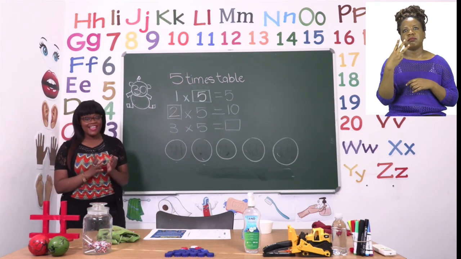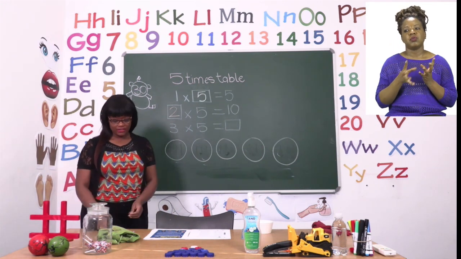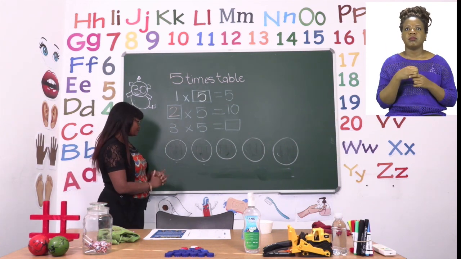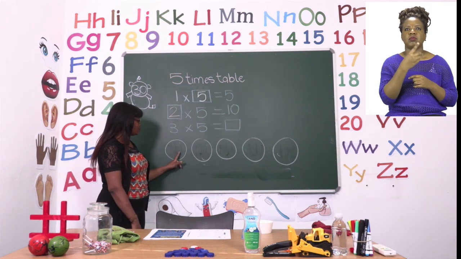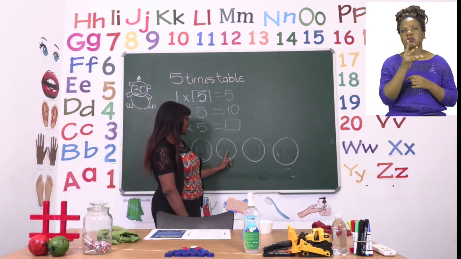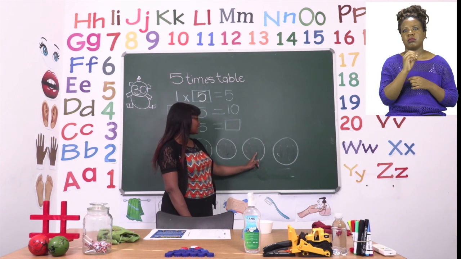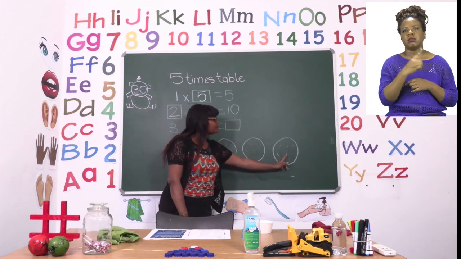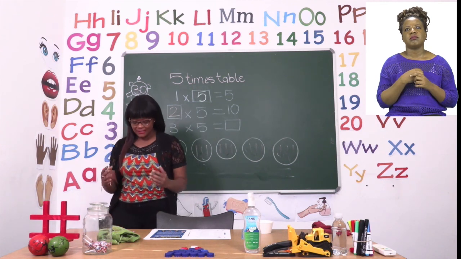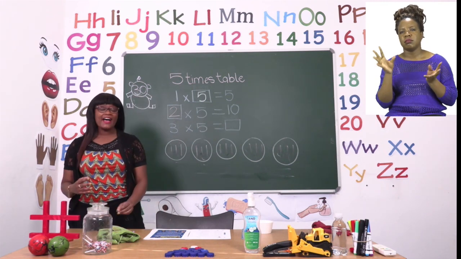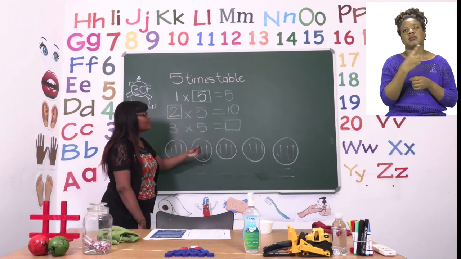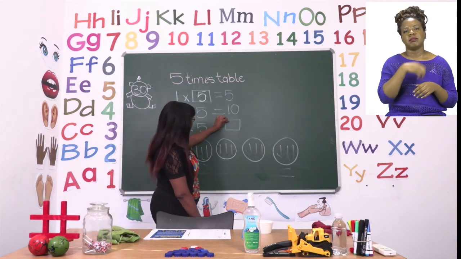So let us begin. 1, 2, 3, 4, 5, 6, 7, 8, 9, 10, 11, 12, 13, 14, 15. So after counting what is in all the sets, we have an answer. 3 times 5 equals 15.